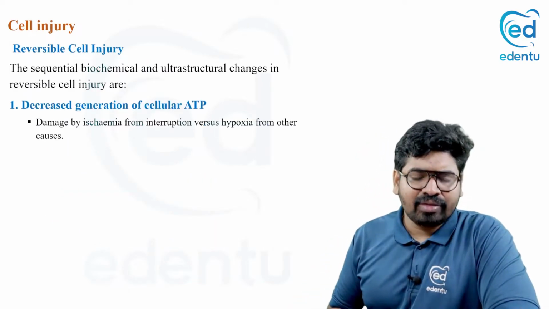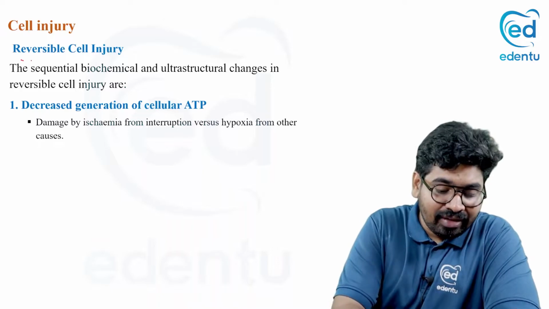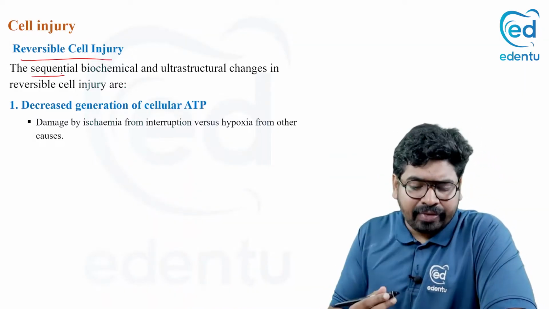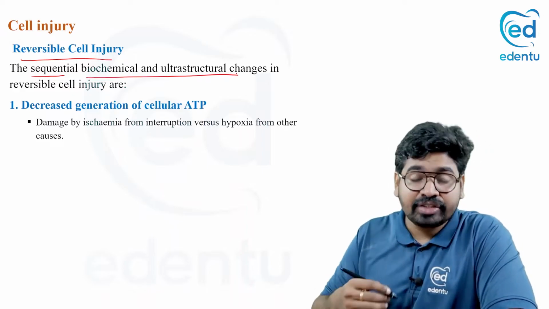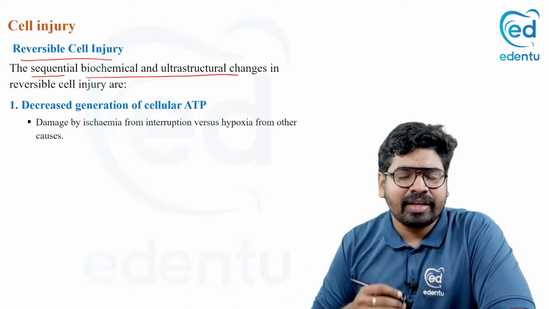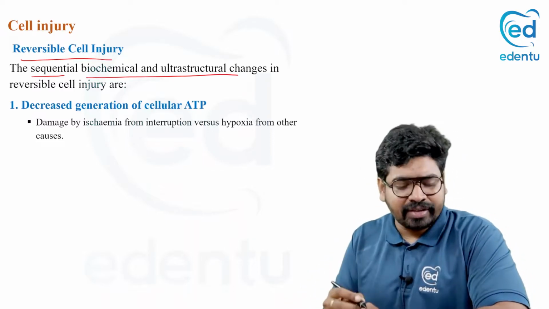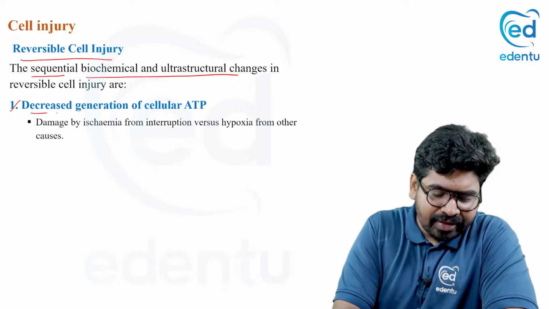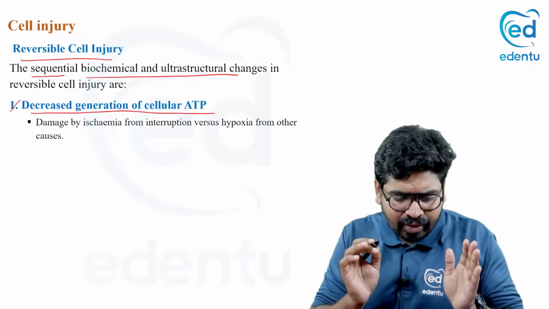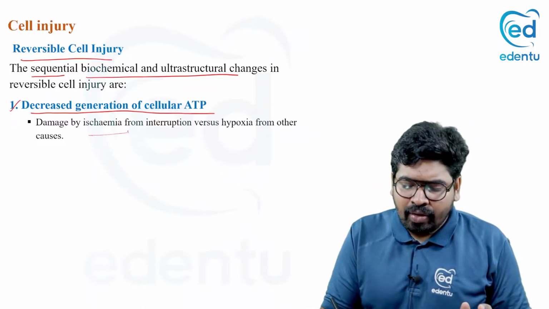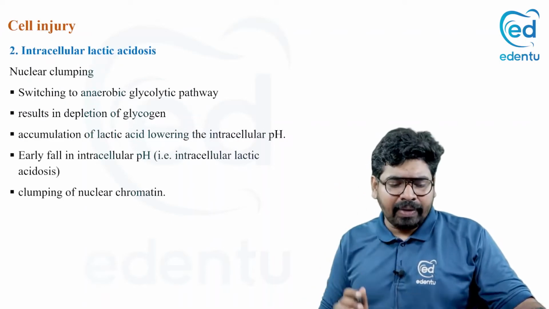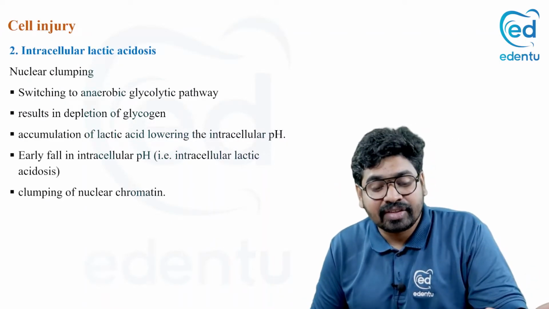Now what are the things you see in a reversible cell injury? This is a very important area. The sequential steps in the biochemical and ultrastructural changes which occur in the cell injury. What are the steps which occur in the reversible cell injury? What happens inside the cell? So first, as I have told you, there is a decreased generation of cellular ATP. Now that you understood, the first thing to happen due to ischemia or hypoxia is a reduction in the ATP.